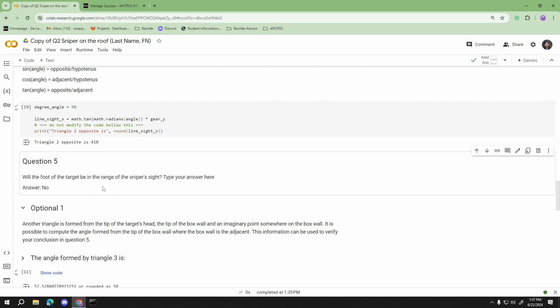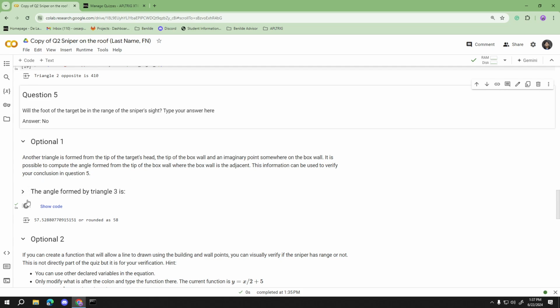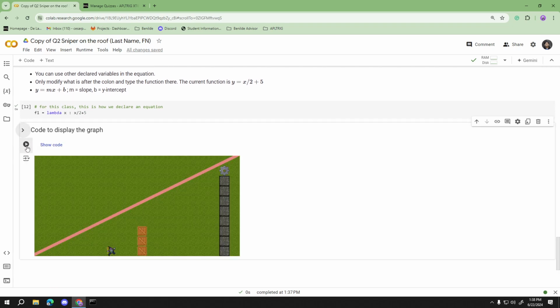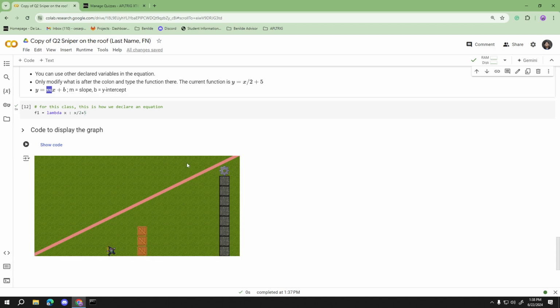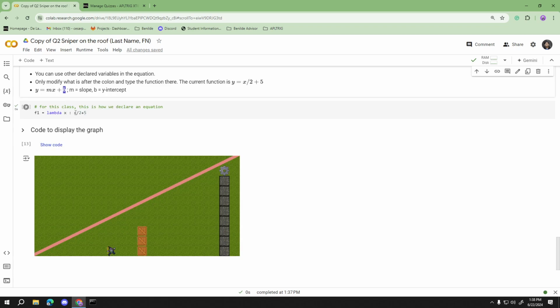Optional 1 here is you don't have to solve this, it's just for you to see. And for option 2, they just want you to create a line. So how do you do that? If you remember from algebra, y is equal to mx plus b, the slope function. The slope is y over x. We have x here, that's given. b is the y-intercept.